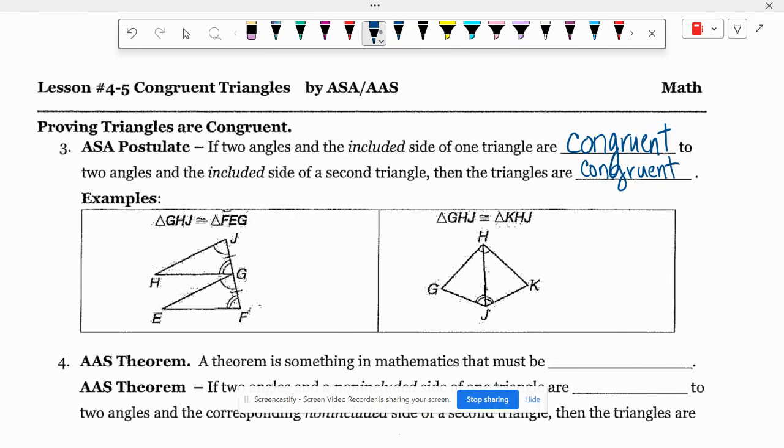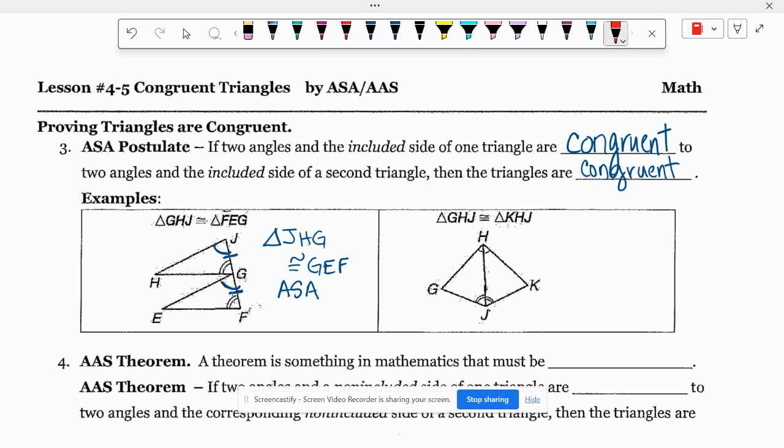Examples. Well, I have triangle JHG is congruent to triangle GEF by angle, side, angle. Because I have one angle marking, the side that's in between the two angles, two marks. So angle, side, angle.